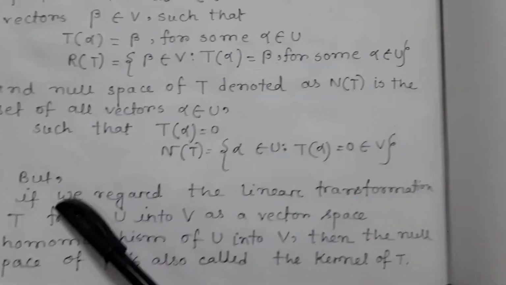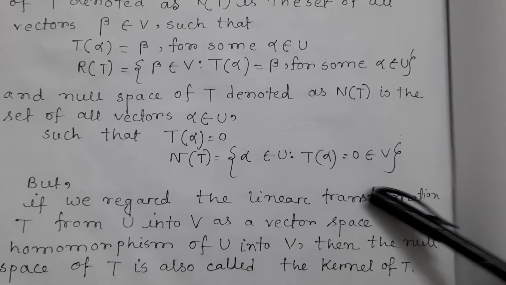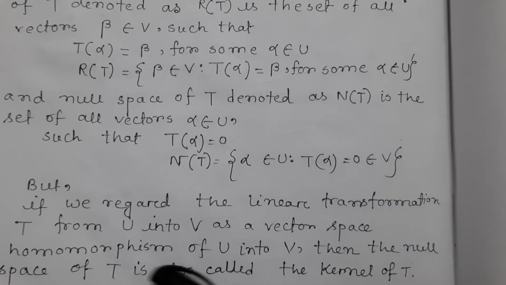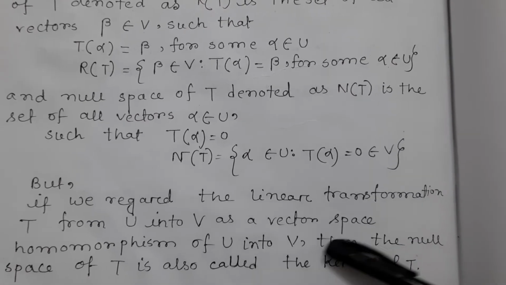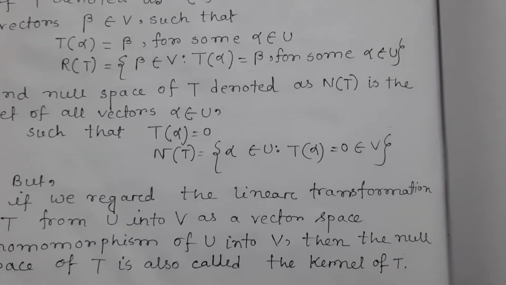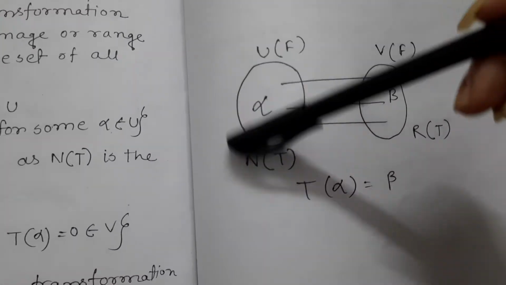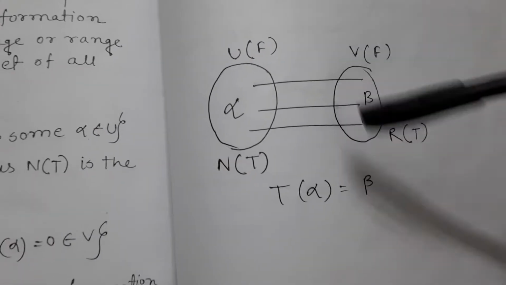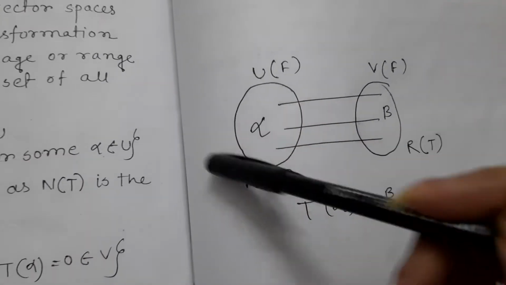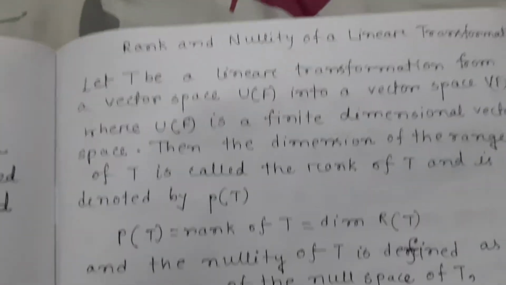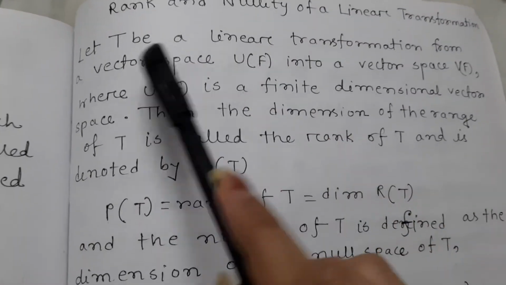After that, if we regard the linear transformation T from U into V as a vector space homomorphism of U into V, then the null space of T is called the kernel of T. This set is called the null space and this space is the range space. Here we have the nullity and here the rank. Let's see rank and nullity of a linear transformation.